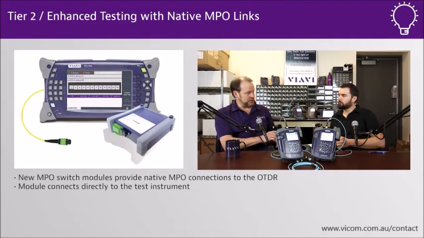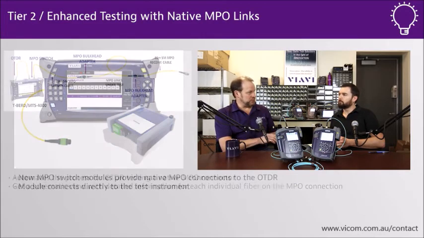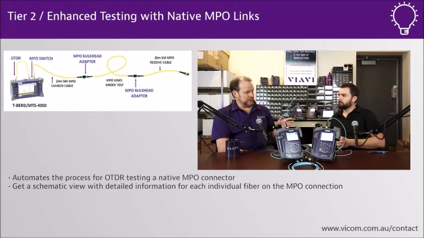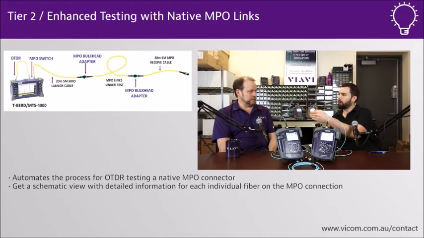So you say what you want to test. I want to test all 12 fibers. You hit start, and the OTDR tests fiber number 1. The switch switches to fiber number 2, test fiber number 2, and so on. So you just start it, step back, and let it go through all 12 fibers by stepping through with the switch. And again, like any OTDR, that gives you the benefit of seeing each individual event through that entire link.